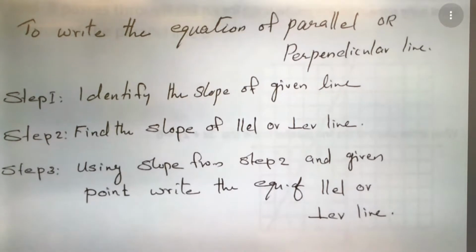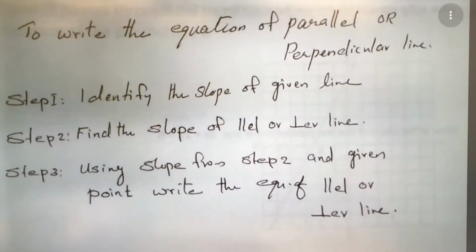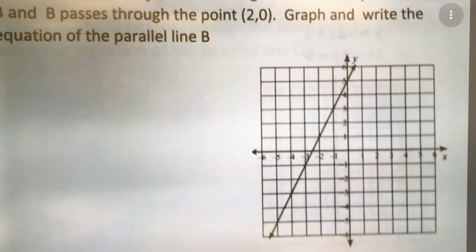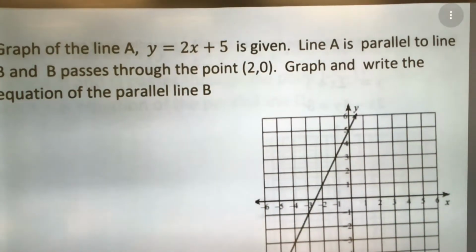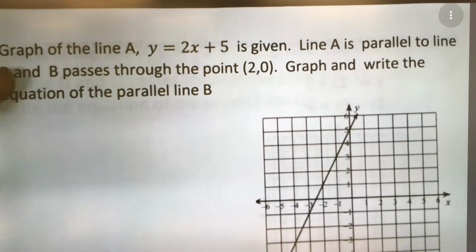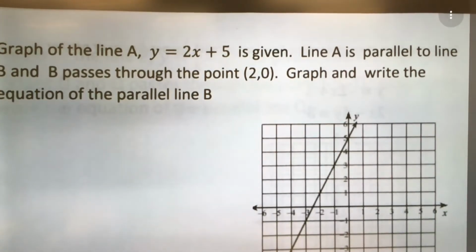So here I have a question for you. Here, the graph of a line A, y equals 2x plus 5, is given. The line A is parallel to line B, and B passes through the point (2, 0). So (2, 0) is the point where B is passing through. I need to graph and write the equation of the parallel line B.